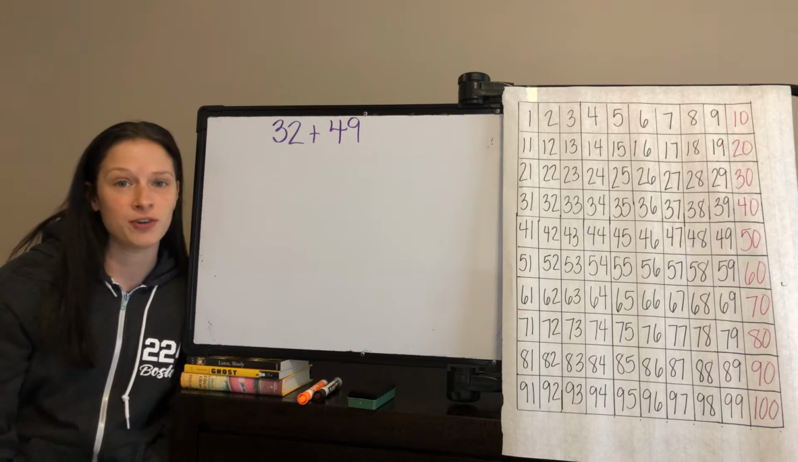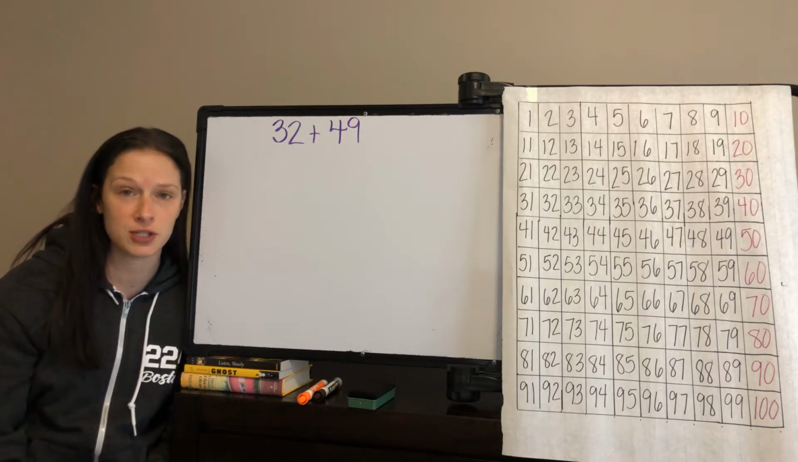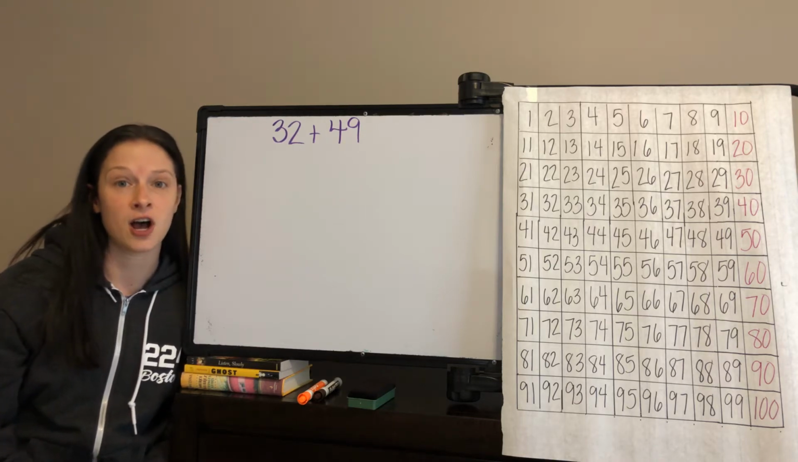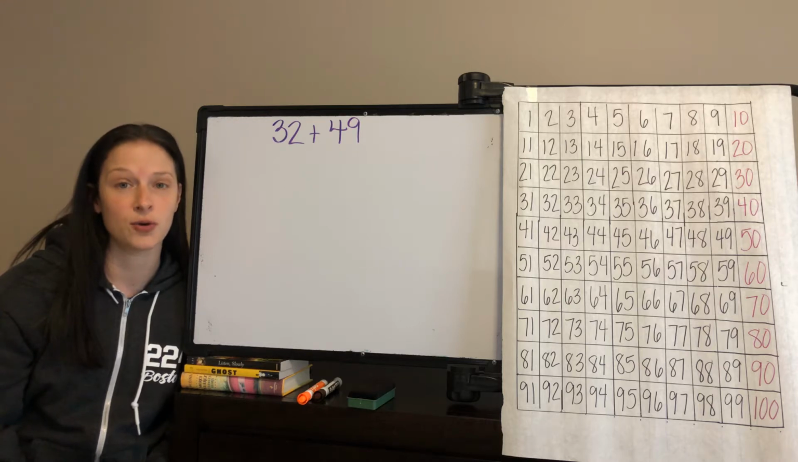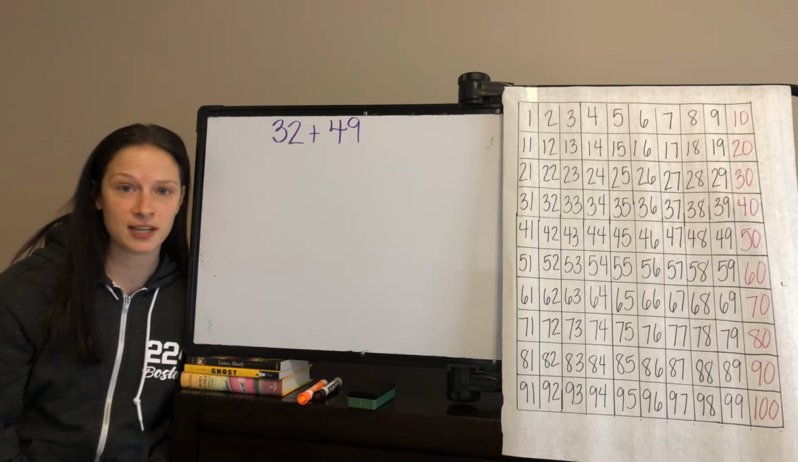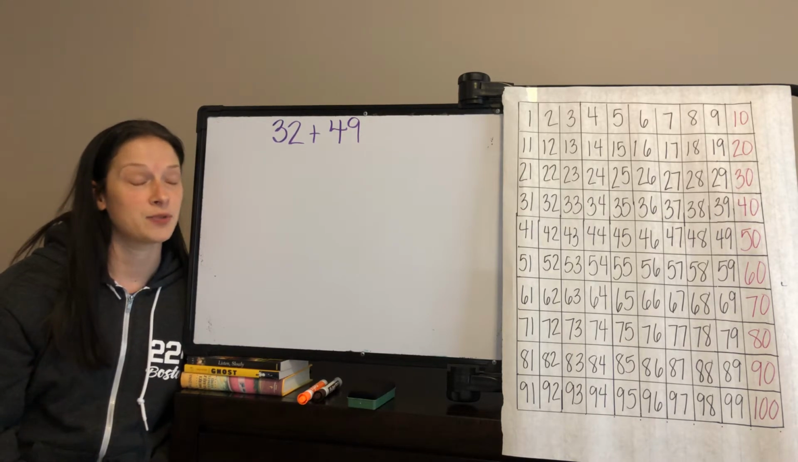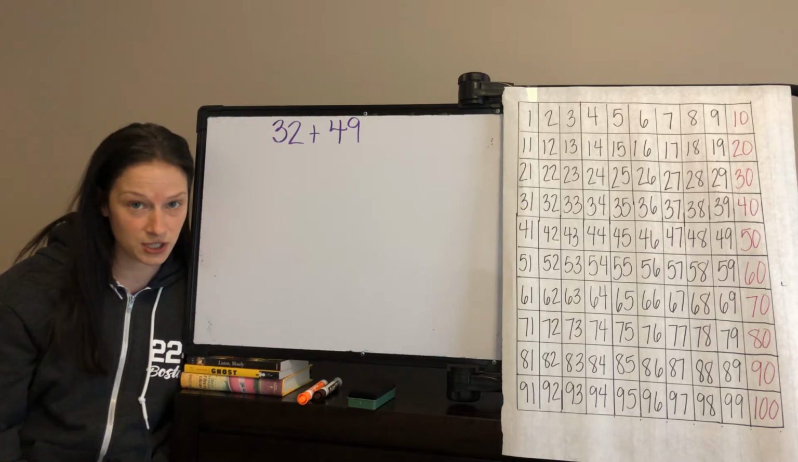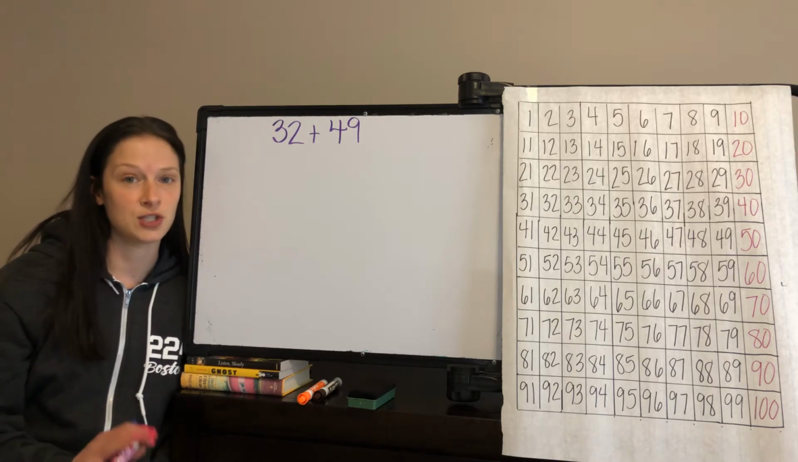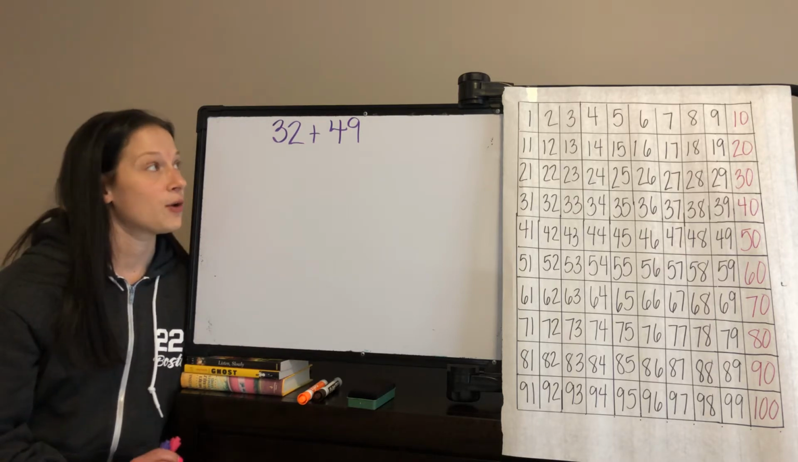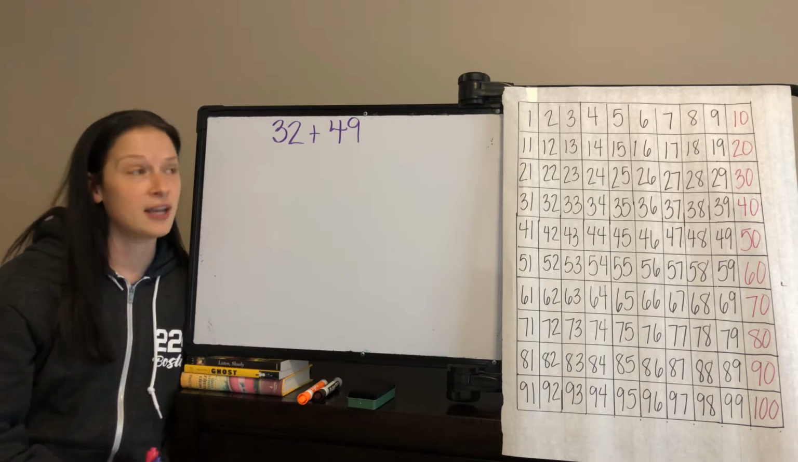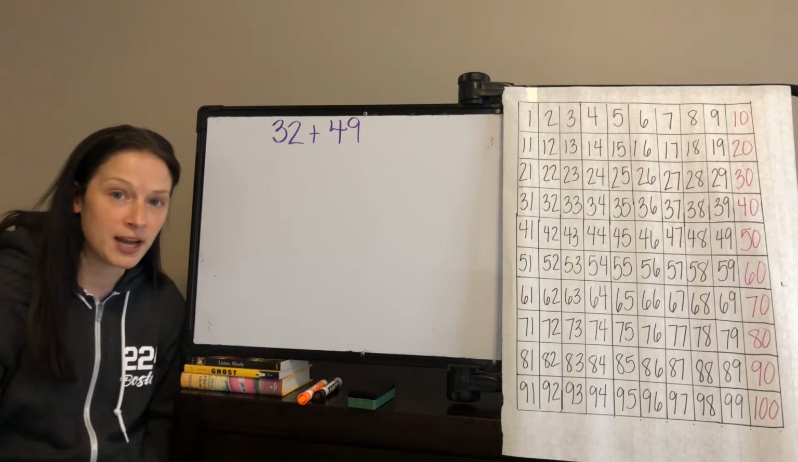Today I'm going to go over some 2-digit plus 2-digit strategies that are taught in 2nd grade. One of them was learned in 1st grade and reviewed in 2nd grade, and then we add some more strategies. Again, this is just for 2-digit plus 2-digit, and the 3-digit videos will be coming later. Okay, so we're going to get started with 32 plus 49.